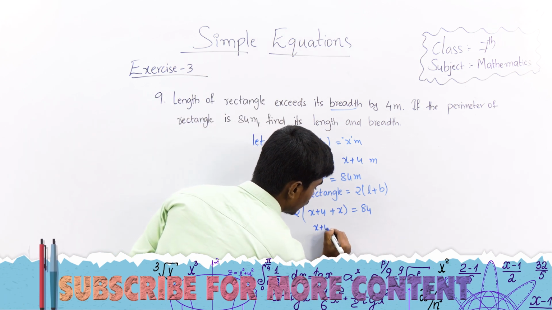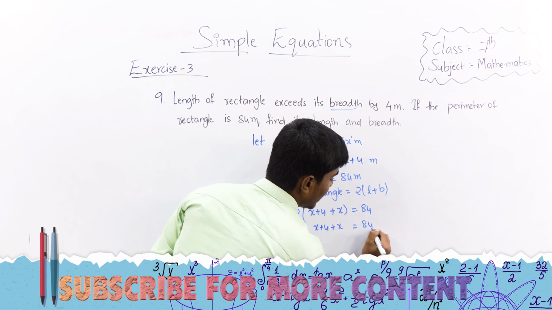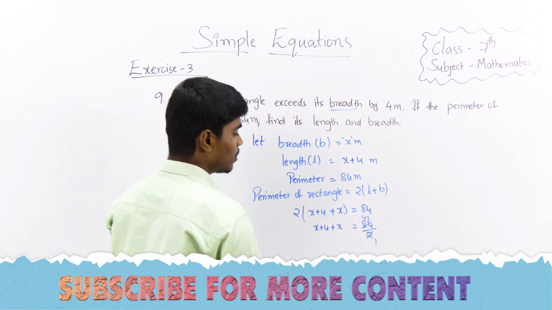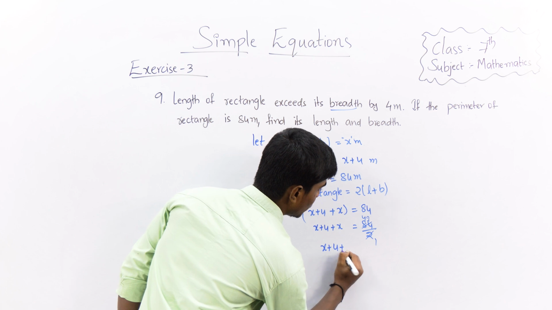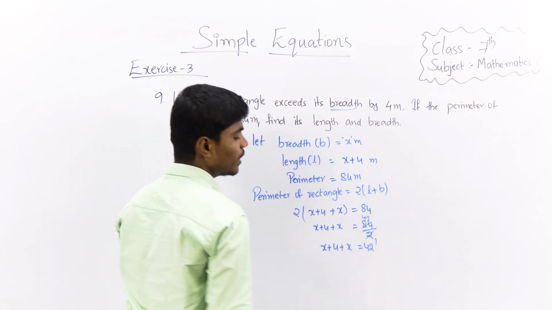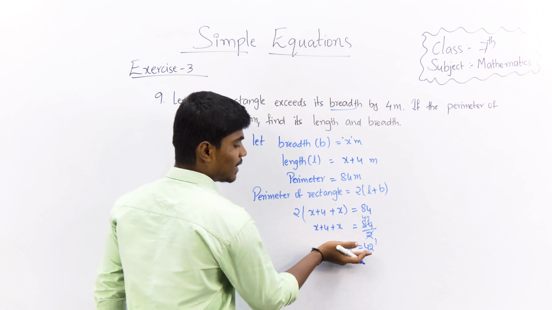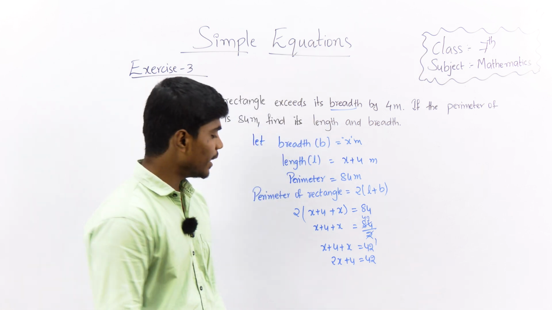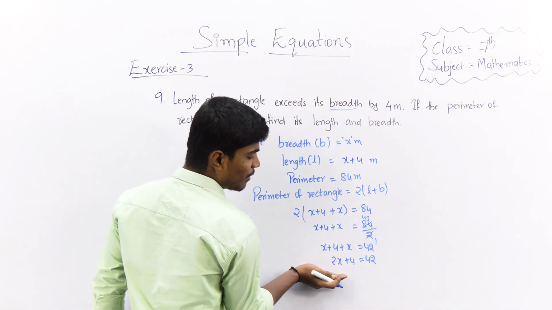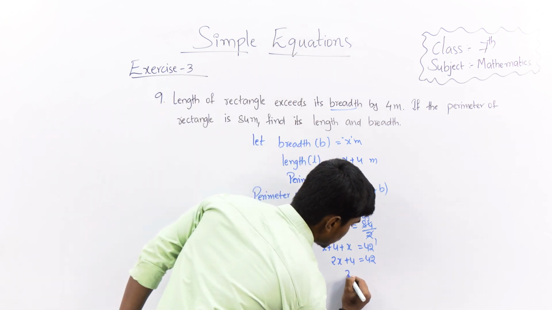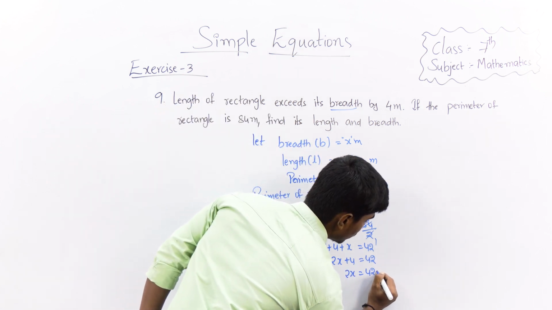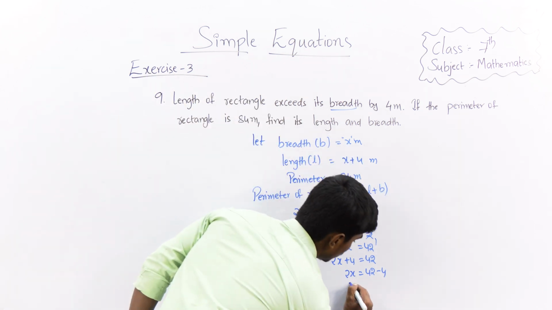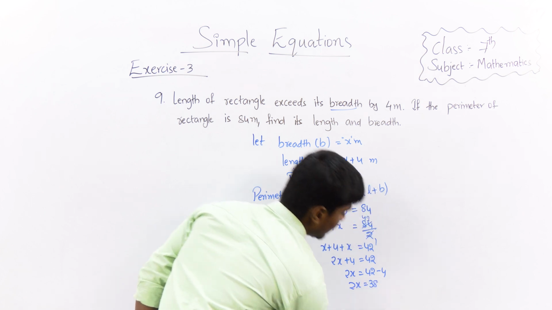So x plus 4 plus x is equal to 84 by 2. 84 by 2 is 42. So x plus 4 plus x is equal to 42. Here x plus x is 2x plus 4 is equal to 42. We move 4 from the left side to the right side, so it becomes 2x is equal to 42 minus 4. 42 minus 4 is 38, so 2x is equal to 38.